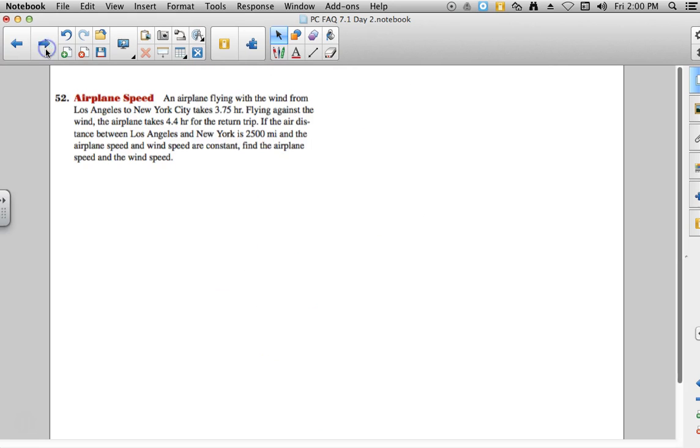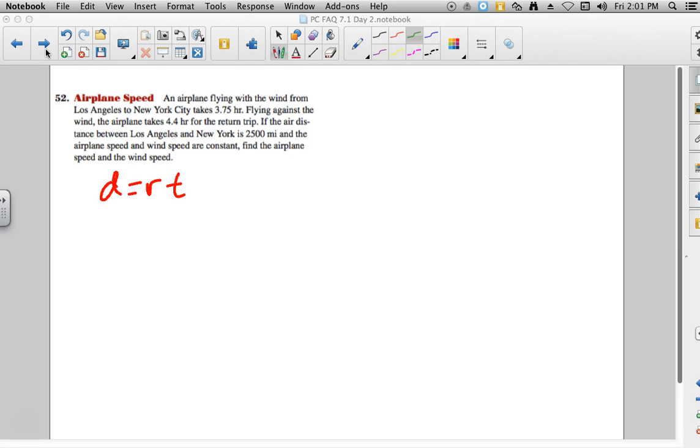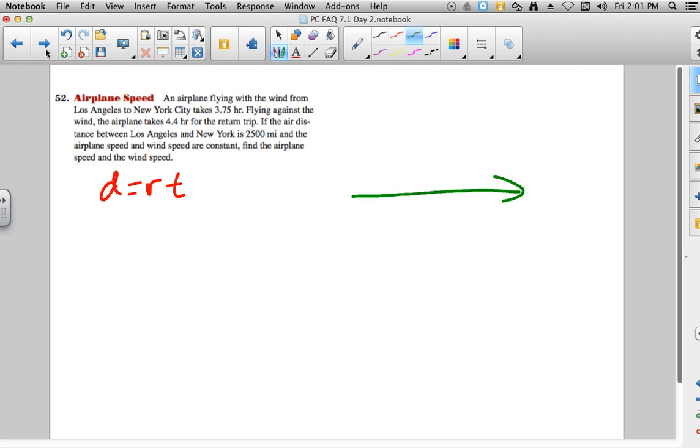There it is. Number 52, yeah, this is an interesting problem. What we have to remember is distance equals rate times time. Make a little sketch here, and hopefully that'll help us out. So we've got an airplane flying with the wind. So the wind is helping to push it along. And we could make that x, y, it doesn't matter. But what we need to pay attention to is the fact that the wind is pushing them forward.